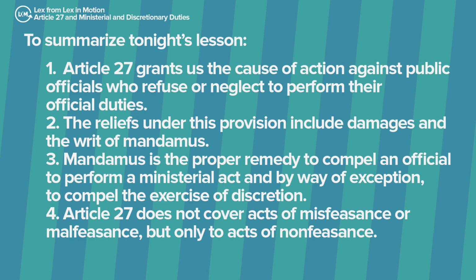To summarize tonight's lesson, number 1, Article 27 grants us the cause of action against public officials who refused or neglect to perform their official duties. 2, the reliefs under this provision include damages and the writ of mandamus. 3, mandamus is the proper remedy to compel an official to perform a ministerial act and by way of exception to compel the exercise of discretion. 4, Article 27 does not cover acts of misfeasance or malfeasance but only applies to acts of nonfeasance.